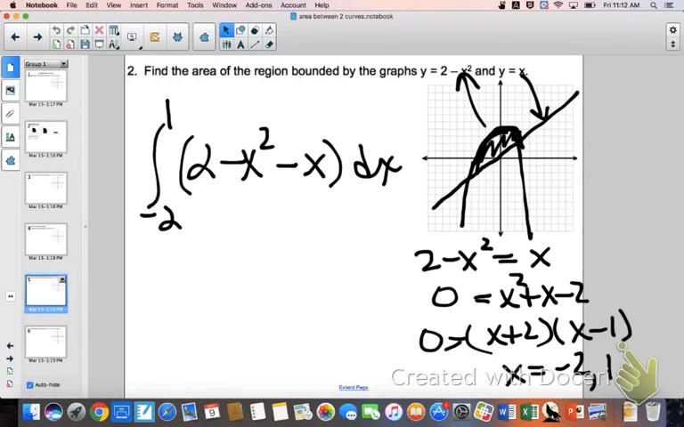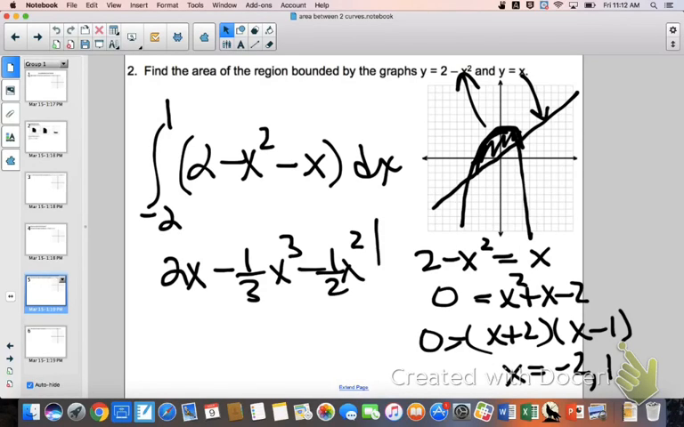Okay, so when you do this one, let's see, the integral of 2 is 2x. That will be minus 1/3 x cubed minus 1/2 x squared, evaluated from negative 2 to 1. You should get 4.5 for this one, 9/2, common answer. Alright, so again, please pause the video, go through that, make sure you get 9/2.